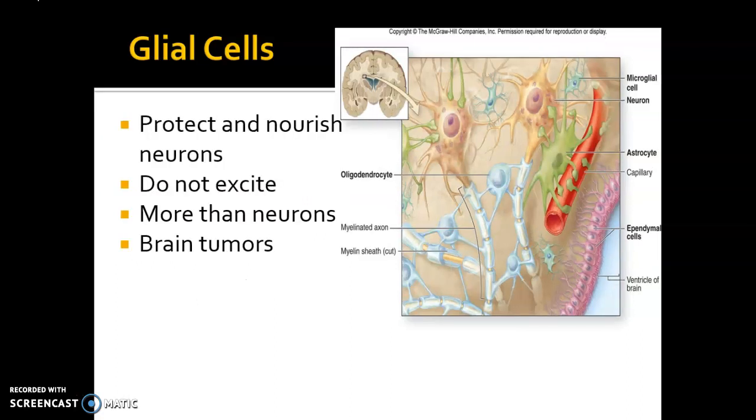Okay. So we did talk about these. They protect and nourish the neurons. So they are the babysitters for the neuron. They are not excitable. There are way more glial cells than neurons. And we also talked about the brain tumor.